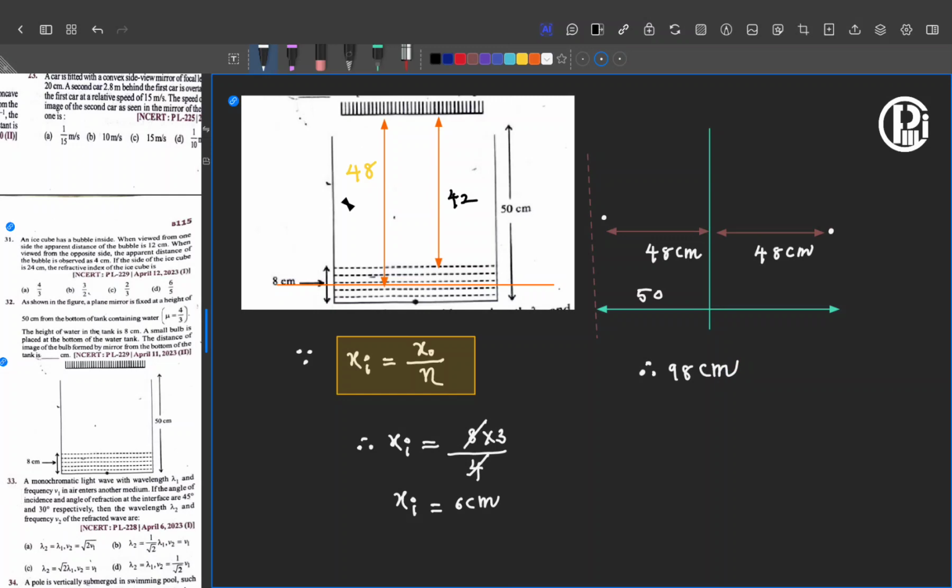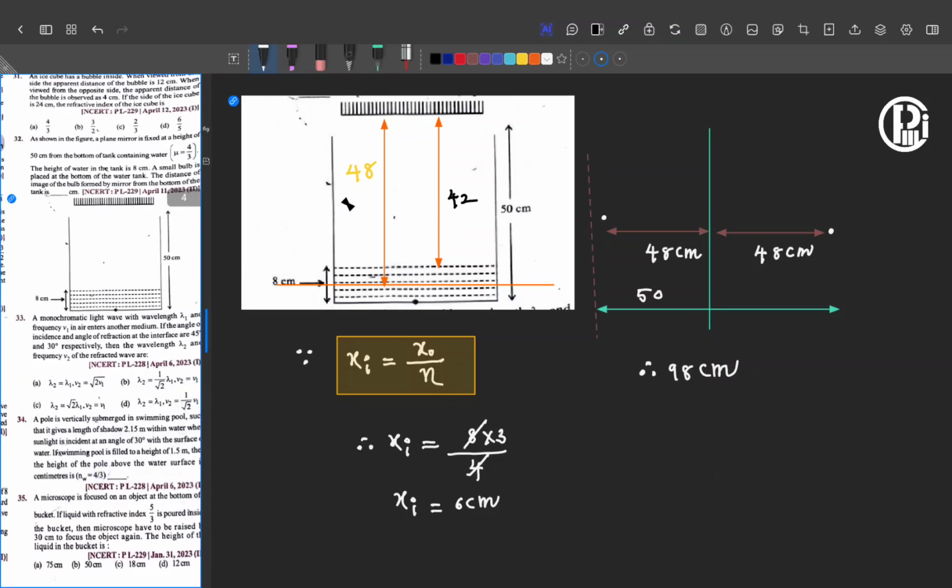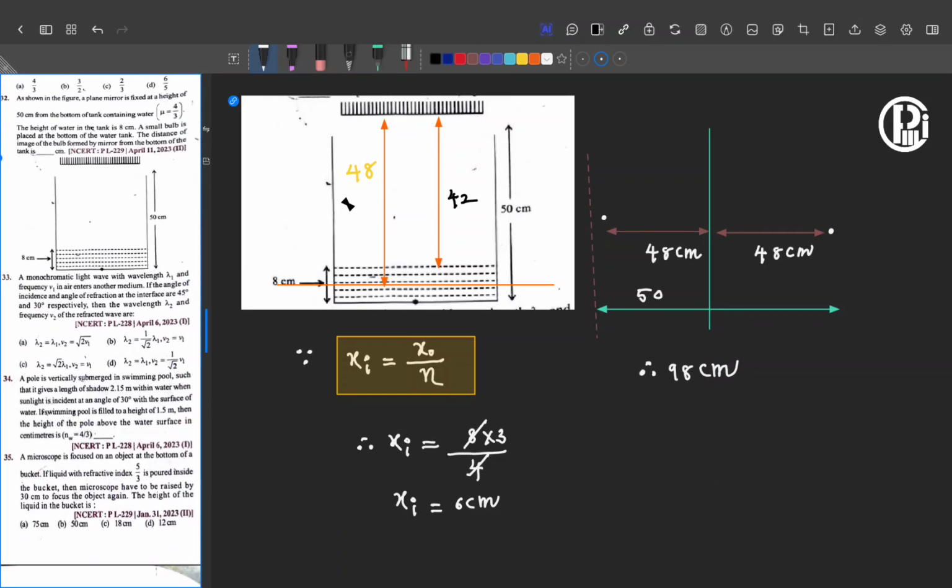Now let's solve the question number 35. That's also important. Solving question number 34. Solving the question number 34, right? So just check it once.